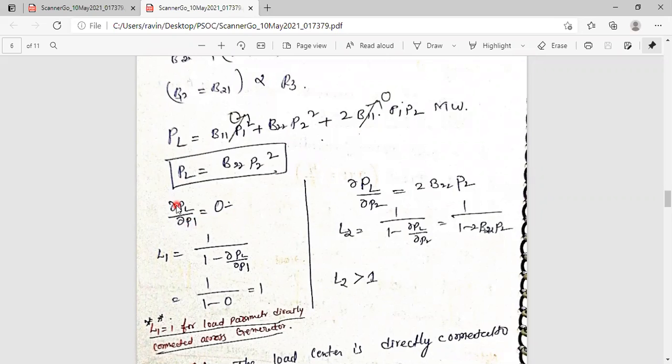Incremental transmission line loss is equal to 0 here, because you are differentiating with respect to P1 and there is no P1 here. Obviously this term is constant, 0. If it is 0, penalty factor is what? 1 by 1 minus that term. Penalty factor is more than or equal to 0, less than or equal to 1. So penalty factor is 1 if the load is directly connected to the generator.